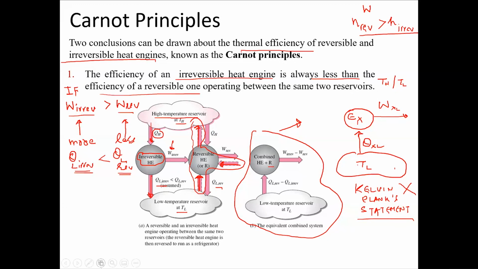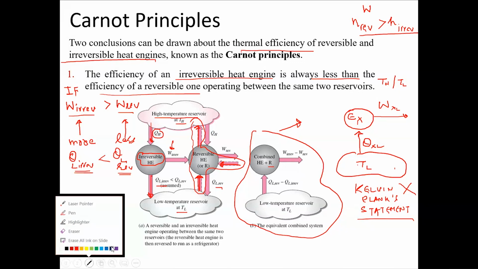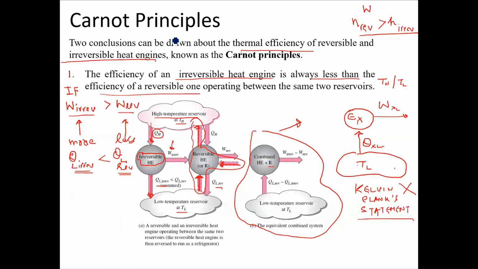This means the initial assumption that we made, that the work irreversible is greater than the work reversible, is not correct. That means the work, or the efficiency, of the reversible engine would be more than that of the irreversible one for engines operating between the same two reservoirs. Clear enough? Is this point clear to you?